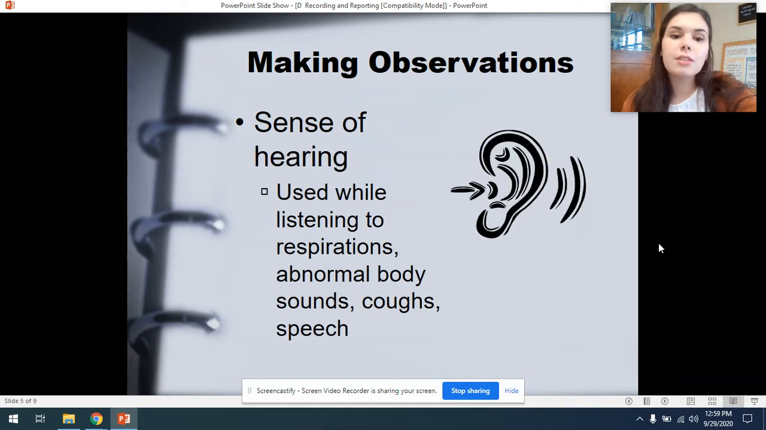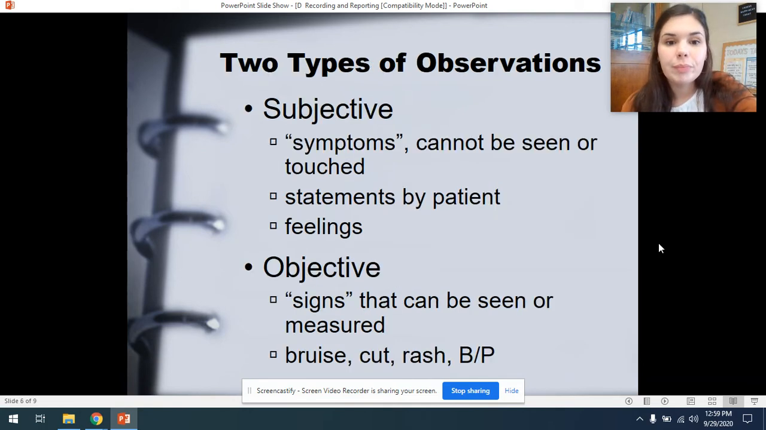You use your sense of hearing to listen for respiration sounds, to listen to lung sounds. You can also listen for abnormal body sounds such as coughing. You use your sense of hearing to listen to someone's speech, and you also use your sense of hearing in the process of measuring someone's blood pressure.